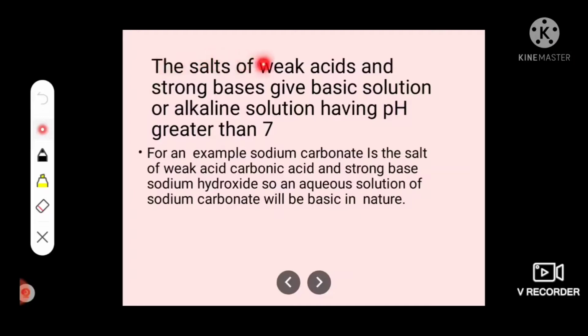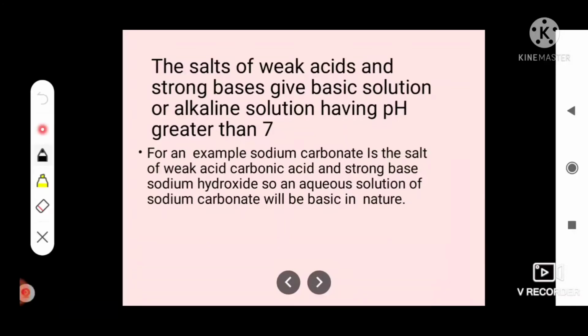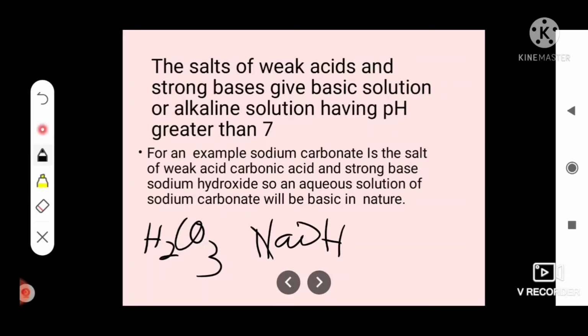And the salts of a weak acid and a strong base give a basic or alkaline solution having pH greater than 7. For example, sodium carbonate is the salt of a weak acid, that is carbonic acid, H2CO3, and a strong base, that is sodium hydroxide. So an aqueous solution of sodium carbonate will be basic in nature.